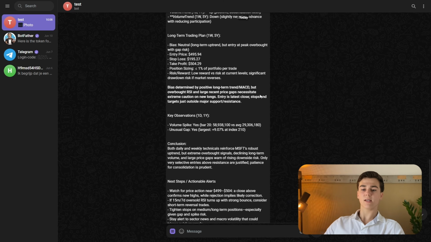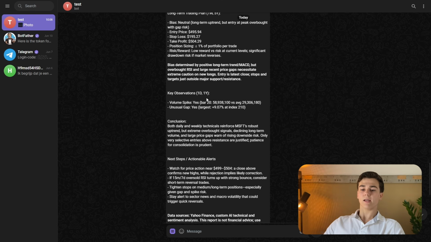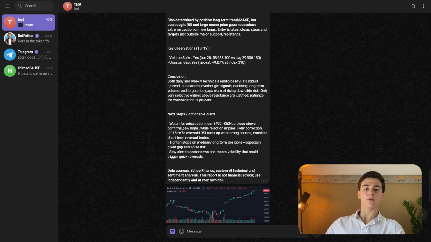And after that, we have the key observations with the volume spikes again and the unusual gaps. And then after that, we have the conclusion of the long-term analysis. After the conclusion of the long-term analysis, we will have the next steps and actionable alerts. These are some actions that you could maybe look at as an indicator. So here, for example, we have if 15 minutes/7-day oversold RSI turns up with strong bounce, consider short-term reversal trades.